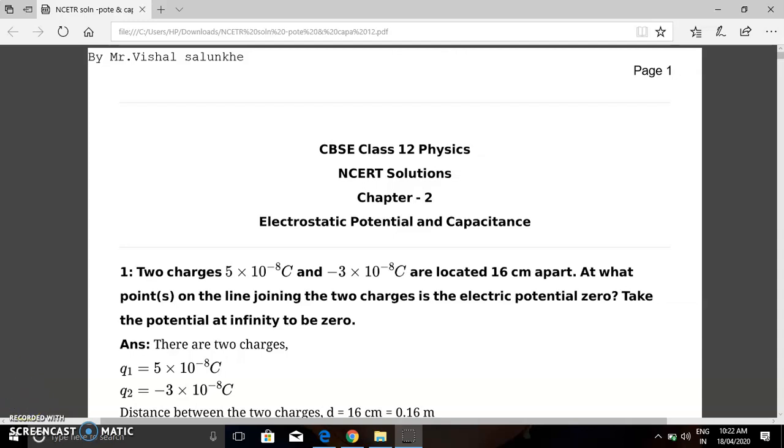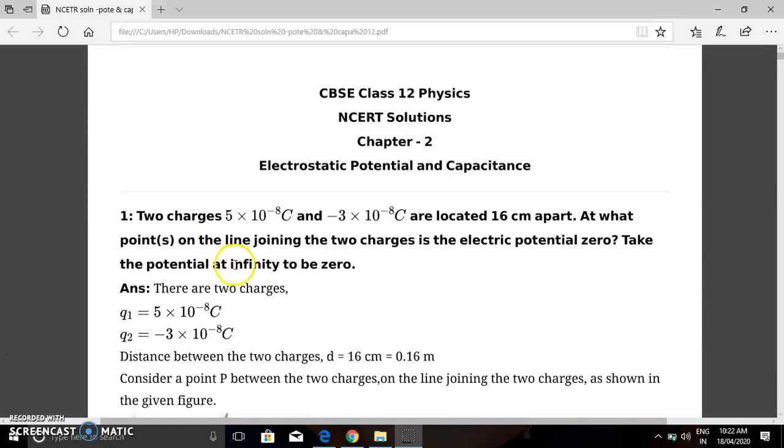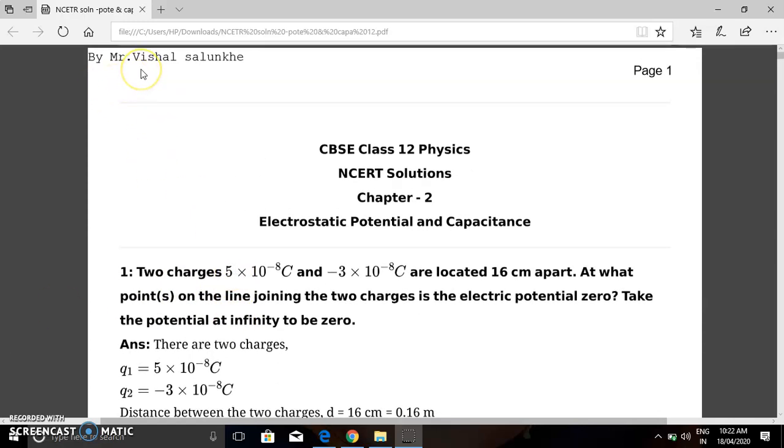Hi students. Now, in the previous video we have seen some important basic formulas of the topic electrostatics. Now we'll start NCERT solutions for chapter 2, that is electrostatic potential and capacitance. So we'll start with the first numerical.